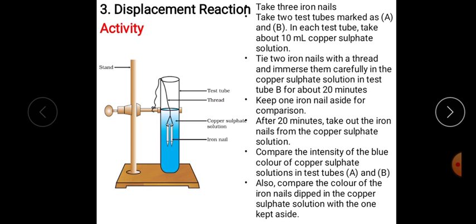So we have studied decomposition reactions and the meaning of an endothermic reaction. Thank you.